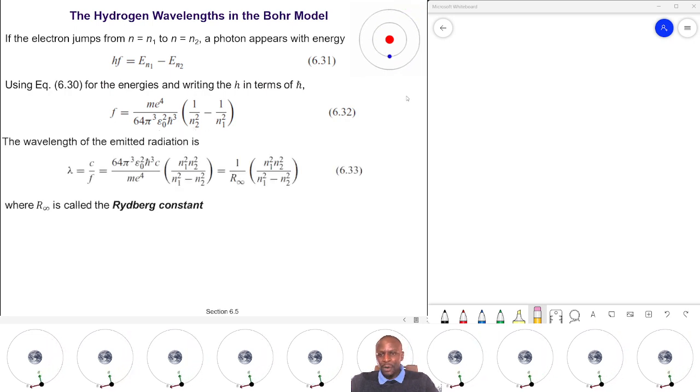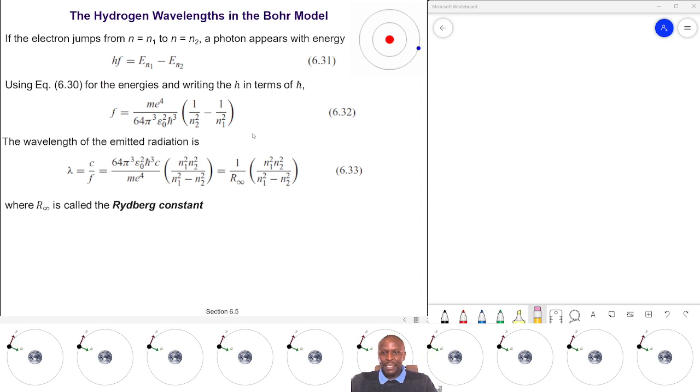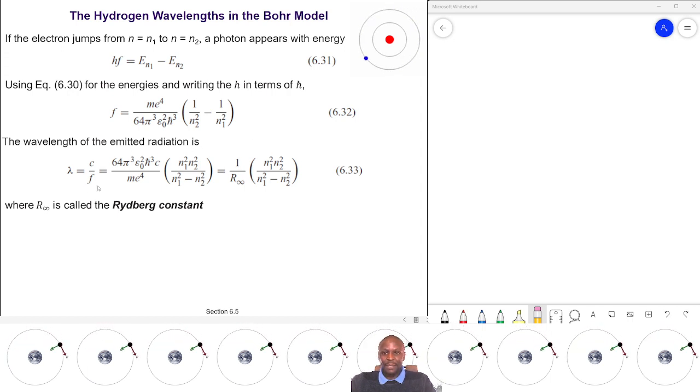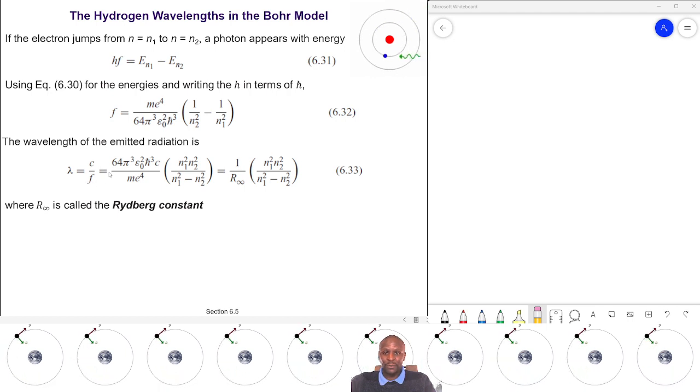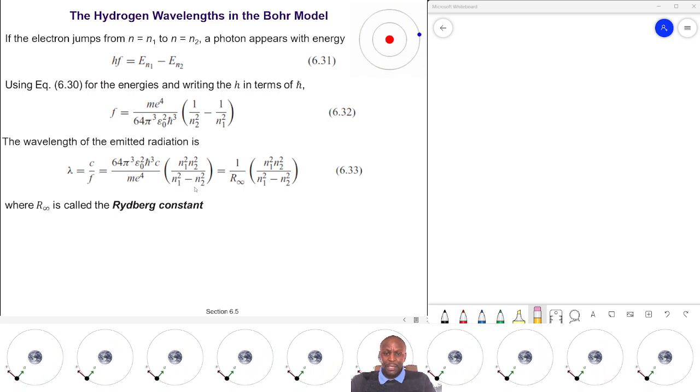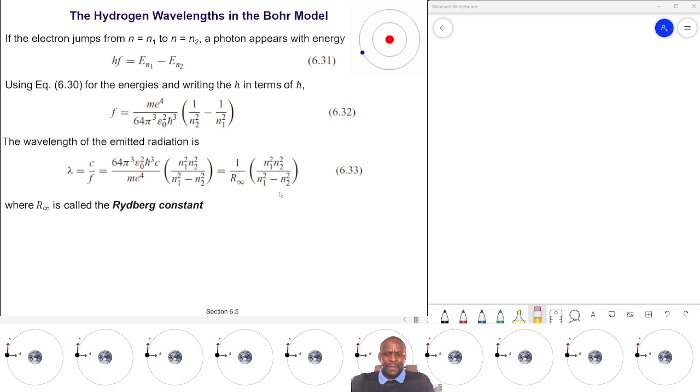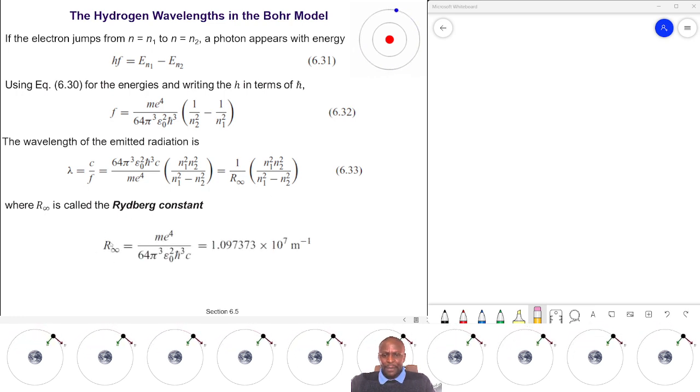Now the wavelength of the emitted radiation is just given by this equation. Now this is what we know from our first year, but now we know what the frequency is. We can just put the frequency in there, and then this is what we are going to have for the equation of the wavelength. And now we can actually chop it down by using the Rydberg constant, which is nothing else but this R subscript infinity. Now if we use that, this is what you are going to have as your wavelength. All right, good. Now the value for the Rydberg constant is just given by this.